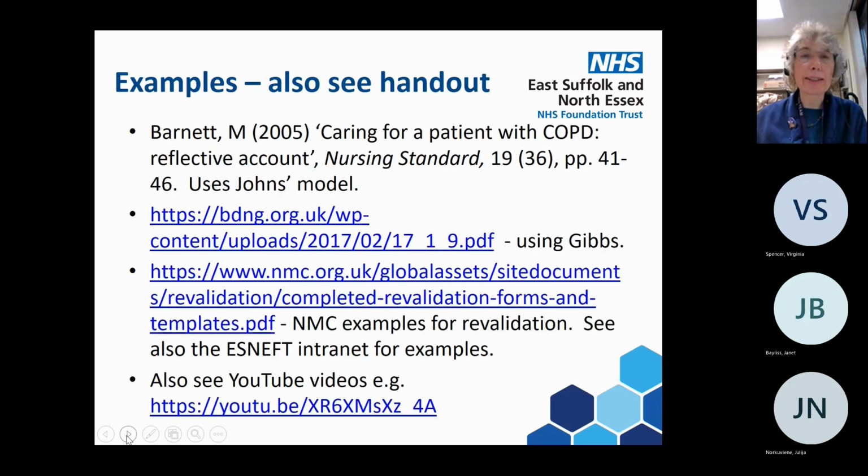Now here, I've got some more examples. There's a nice article in the Nursing Standard, which uses the Johns model. The British Dermatology Nursing Group website, the second one, is a nice one, a published article using Gibbs, and the NMC website has some really nice examples. I've referred to it earlier, but it's well worth a look at, even if you're not a nurse, as it will give you some interesting examples.